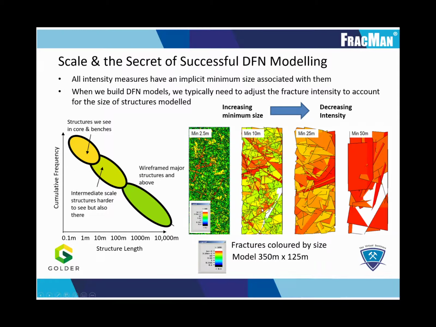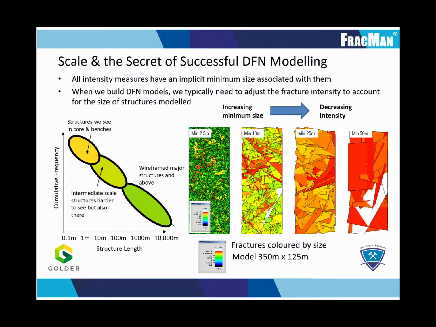A really important aspect of DFN modeling is the need to understand that all measurements of fracture intensity have an implicit minimum size measurement associated with them. Structures that we see in core may have a minimum size in the order of centimeters. Bench mapping data may be recorded above 0.5 meters or more. And of course, mine scale wire-framed major structures may only exist above 100 meters or even more.